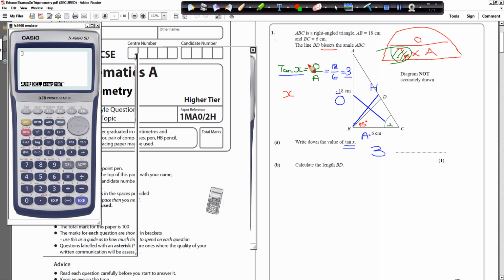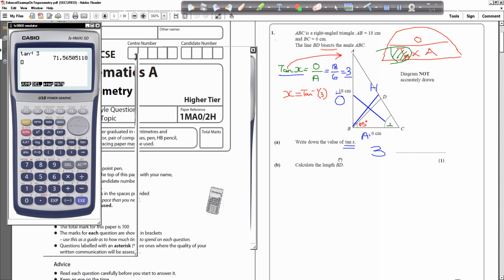Okay, so x now. Now we do what you said earlier. I want to work out x now, so take the tan over. It was a tan, it becomes a tan minus 1. Okay, hang on a second. Tan minus 1 of what? What's the tan minus 1 of 3? So we do shift, tan minus 1 of 3. And the answer is, for the first one, 71.